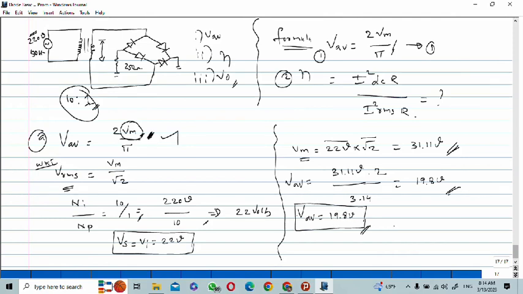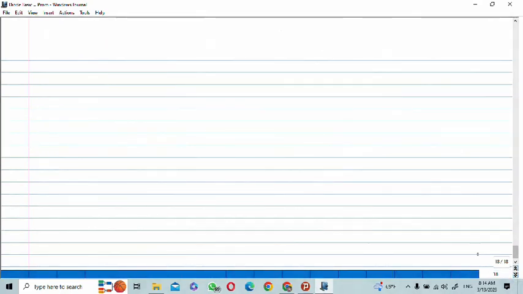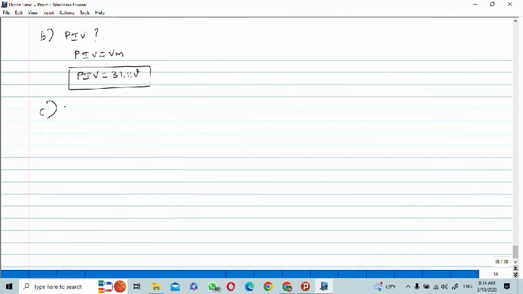Okay, so what is the peak inverse voltage? Already everyone knows peak inverse voltage is equal to Vm. So already we know the Vm value, 31.11 volt. So peak inverse voltage is 31.11 volt.